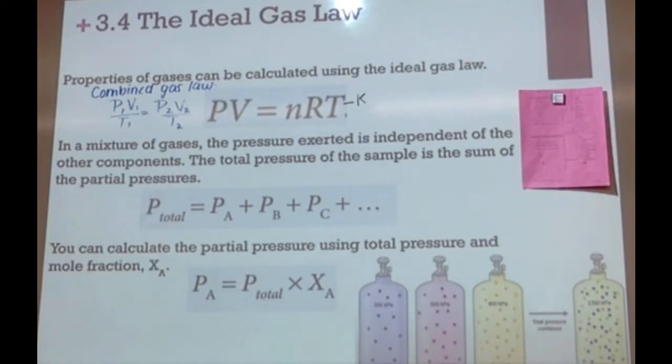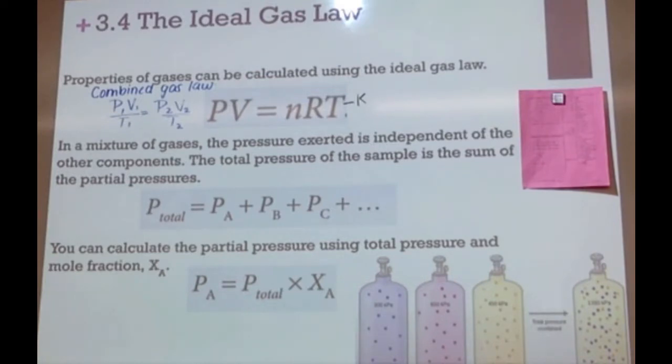The combined gas law takes all of the gas relationships that we'll look at on the next slide and puts them into one mathematical formula. When you plug things in, units need to be the same. Temperature has to be in Kelvin.